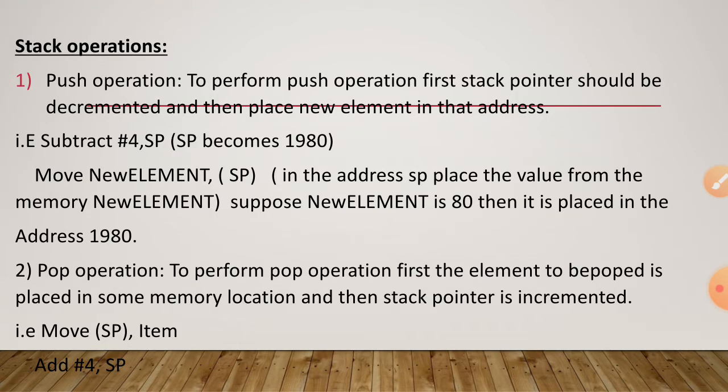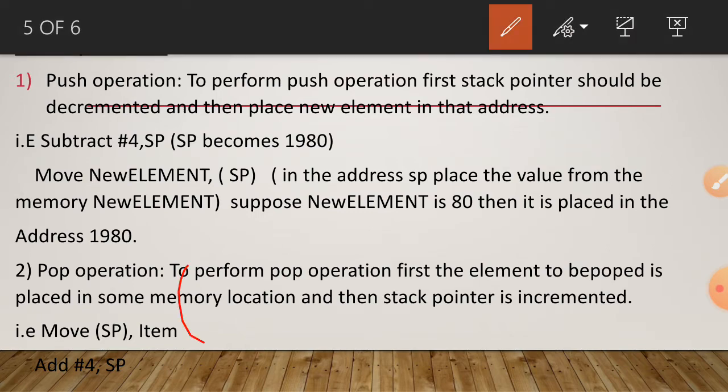Okay, this is the pop operation. Pop operation, that is move sp comma item. Item is one memory location. We are moving the content of what the sp is pointing to, to some other memory location, and add hash comma sp. Sp, as we mentioned, the brace means content, the value, but only sp means the address.